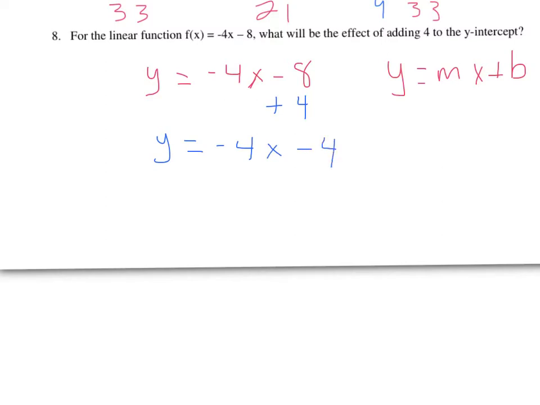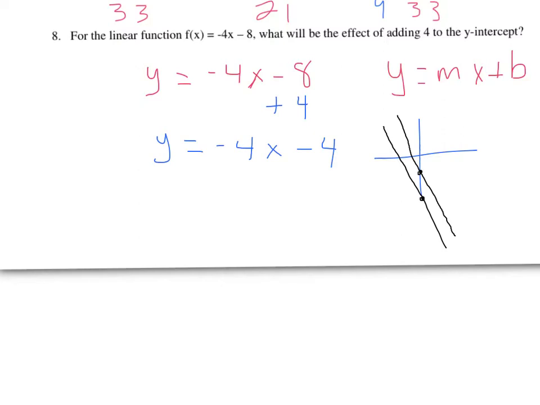Now, if I was just to look here and kind of roughly graph this first one, we're showing that the y-intercept is around negative 8. So if I put a point here down at negative 8, and I just drew a rough sketch of what the line would look like, with a negative 4x slope, and then we look at the second line, its y-intercept is negative 4, so that's going to be around here somewhere, and I would sketch that.